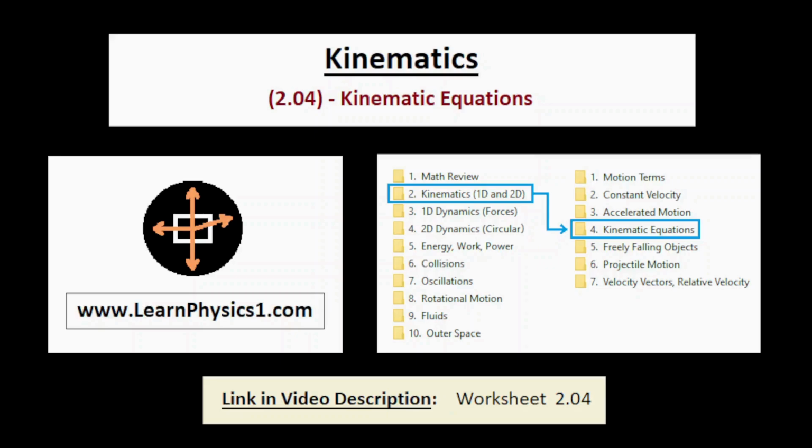In this video, I am focused on the kinematic equations of motion. This is the fourth of 7 videos in my Unit 2, titled Kinematics.